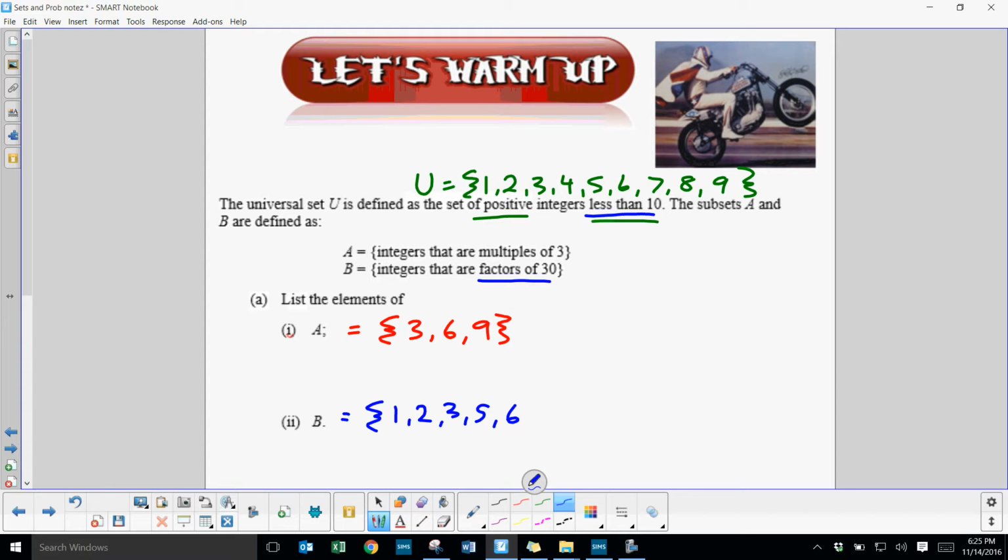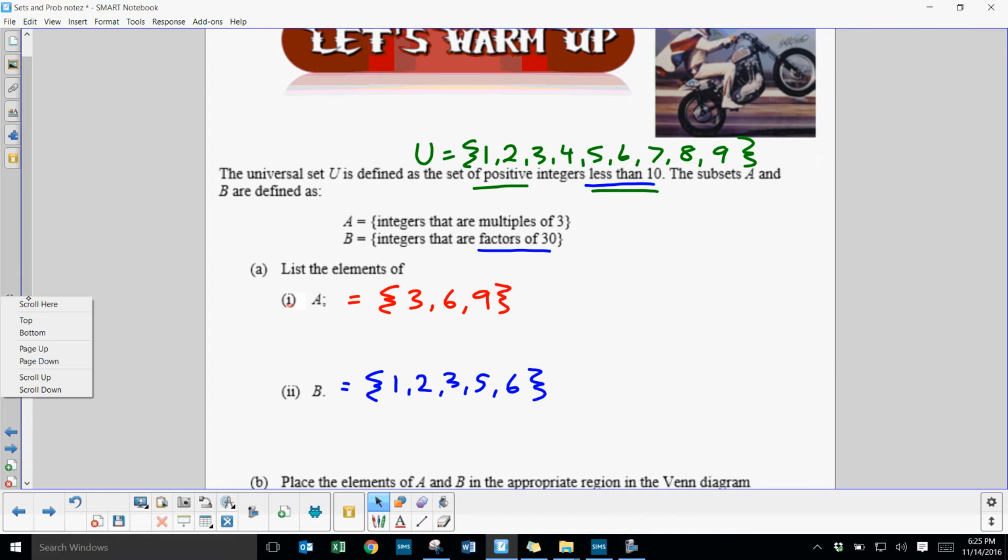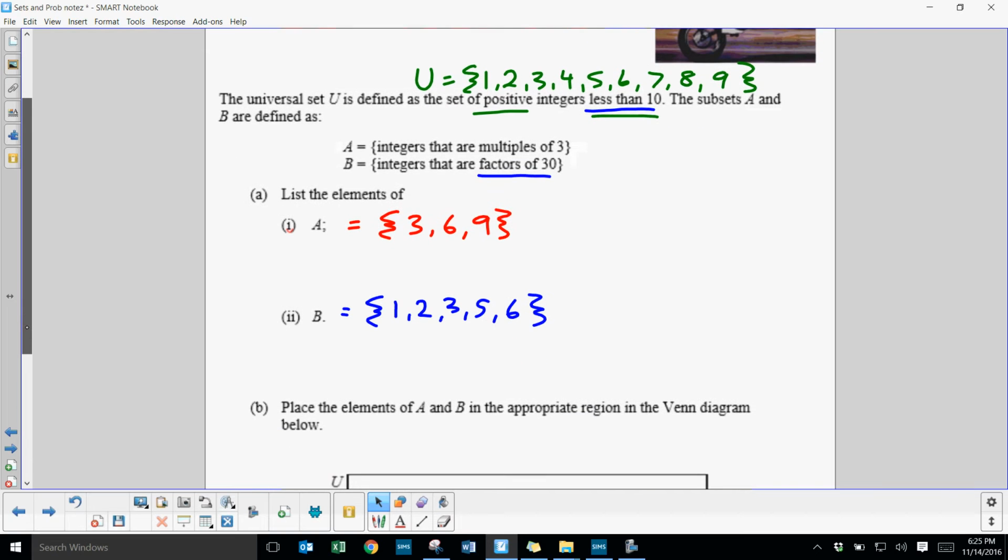But these all have to be numbers less than 10, because the universal set is the one in green above. So from these, we have to pick from the green universal set. So that's why we can't include 10, 15, or 30. Because even though they're factors of 30, they're not positive integers less than 10.